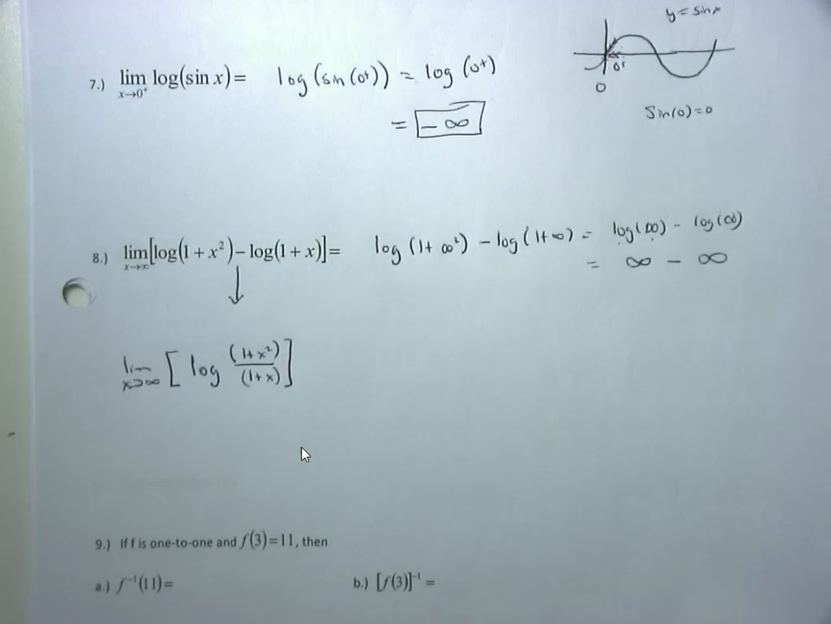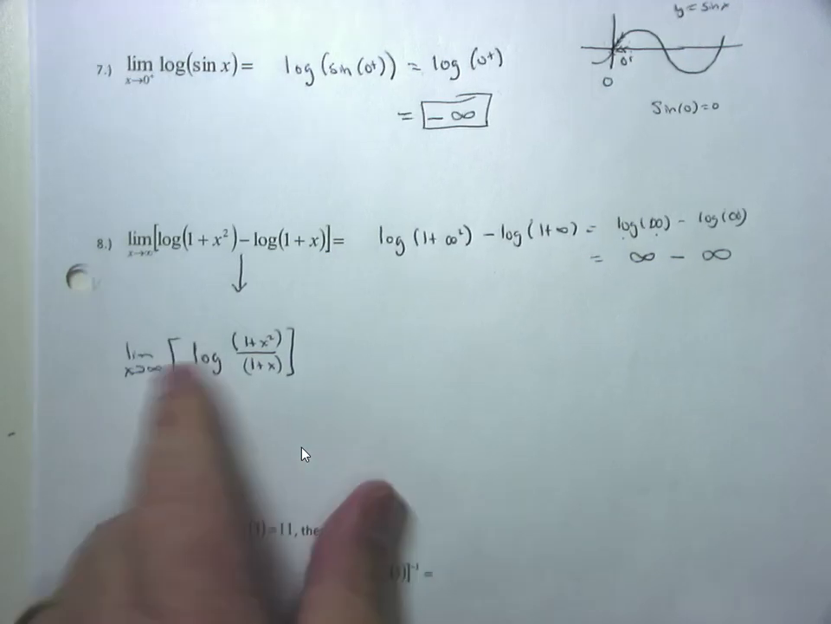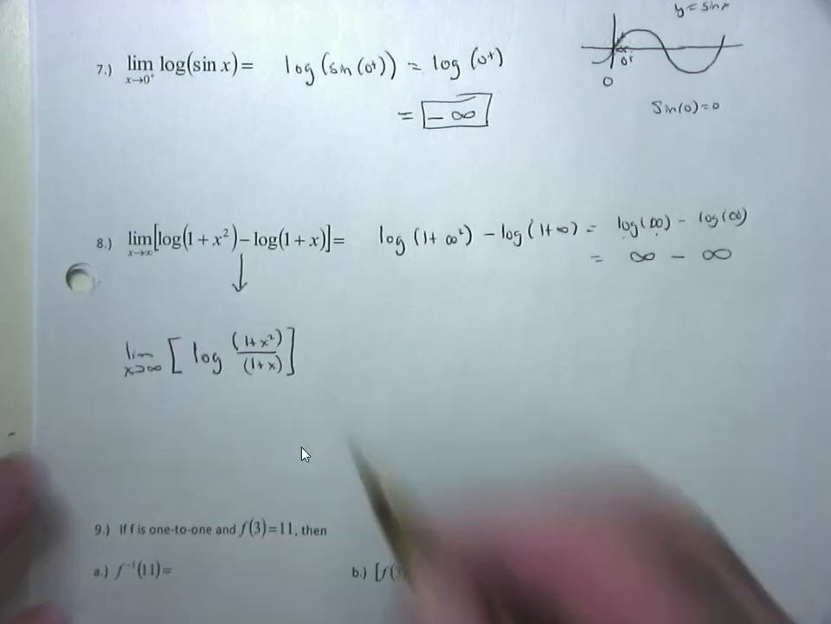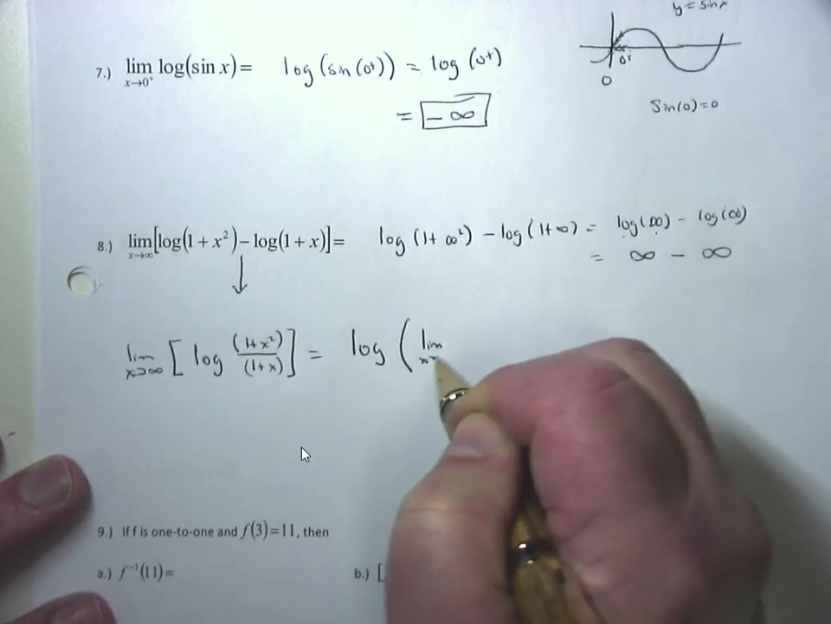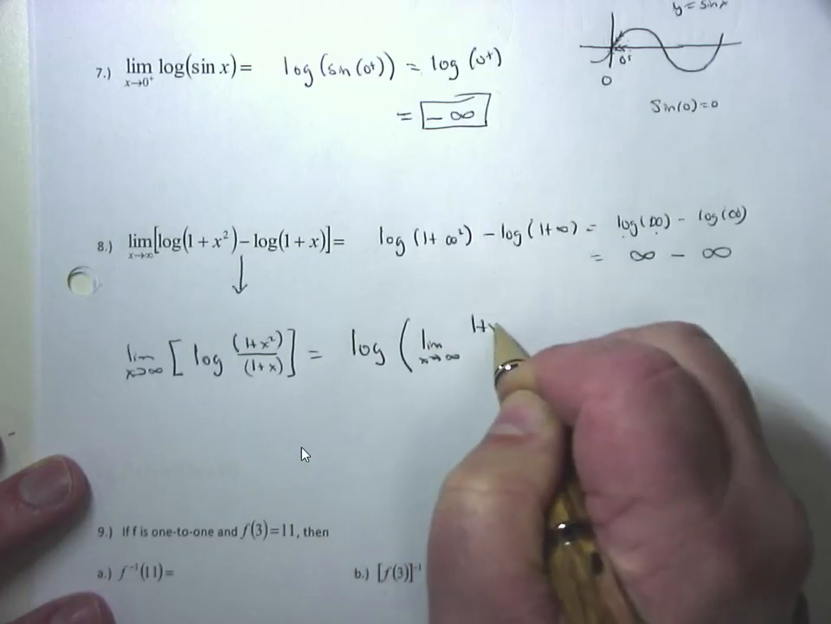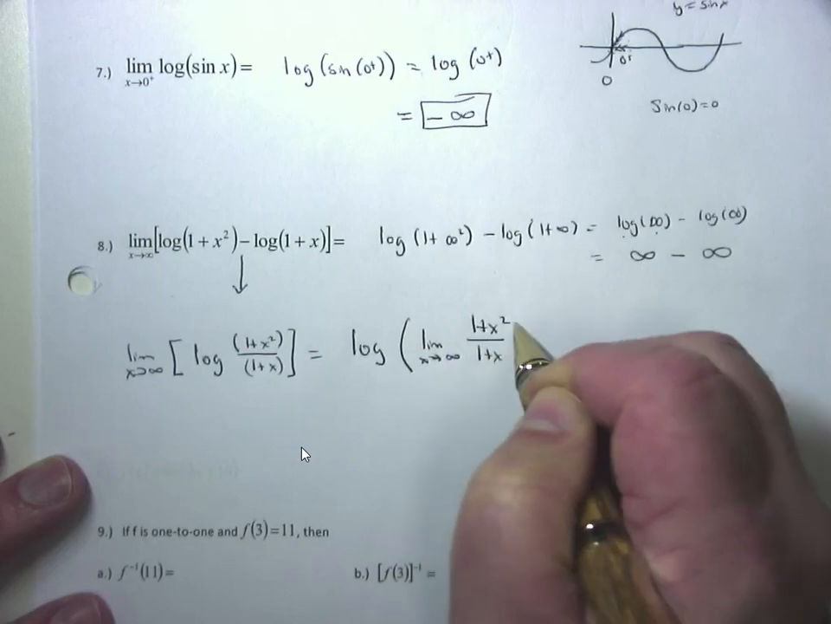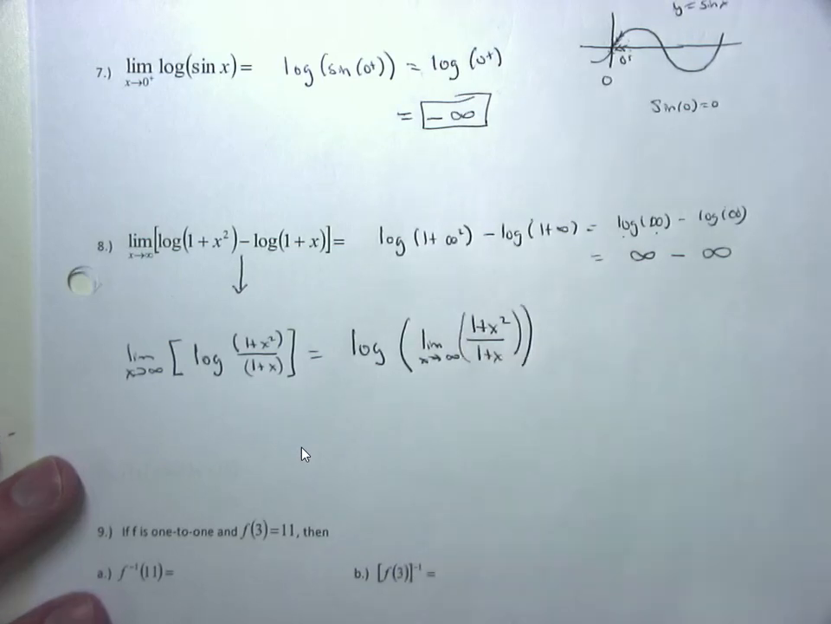Now, this goes back to chapter 1, dealing with our log properties. When you take the limit as x approaches infinity, or x approaches whatever on a log, or on any kind of function, you go after where the x is located. The x, my function, is now inside this log over here. So this would be the same thing as the log of the limit as x approaches infinity of 1 plus x squared over 1 plus x. I'm just taking the limit where the x's are located.